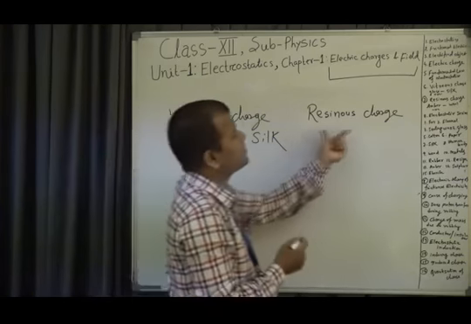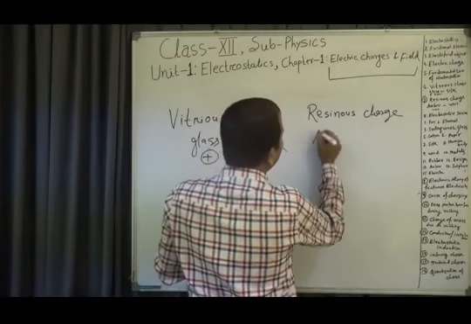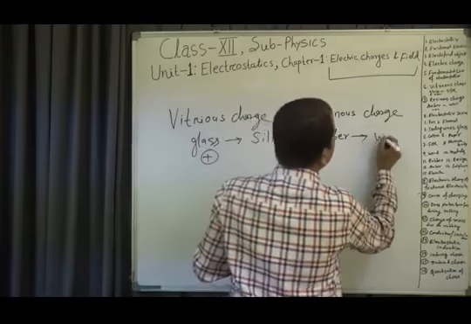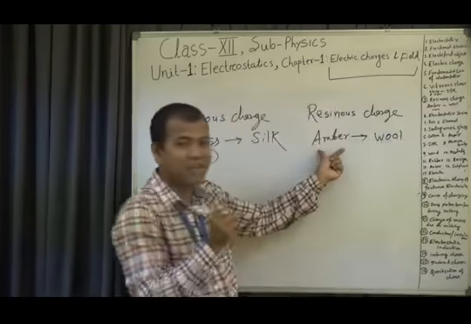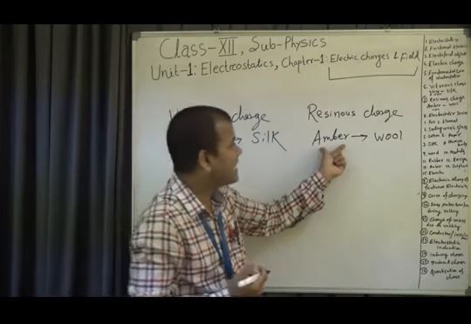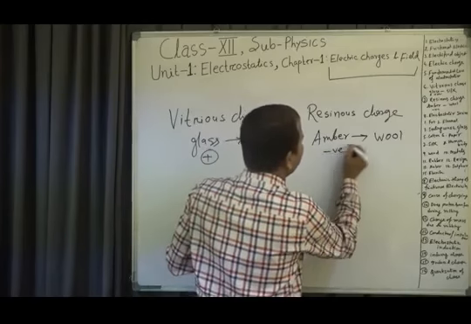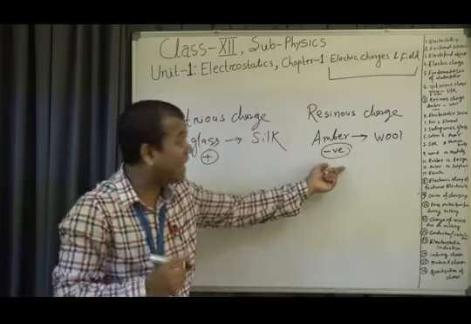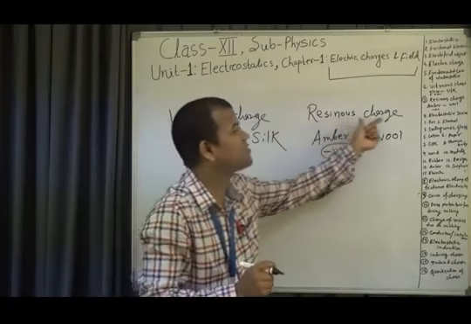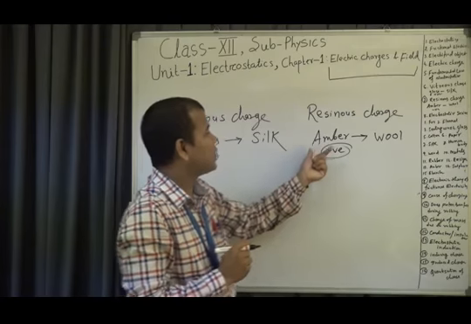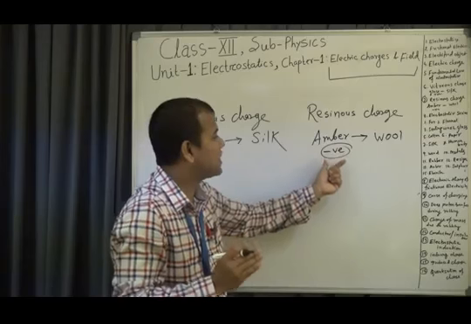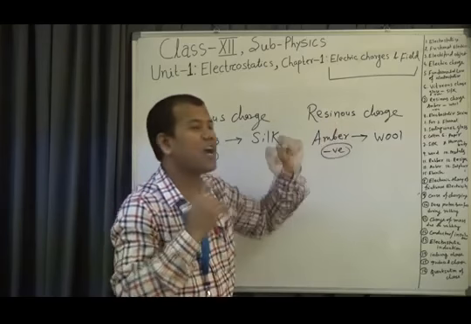Okay. Now what is resinous charge? Yes, when amber is rubbed with wool. So when amber is rubbed with wool, what will happen? Yes, that amber will acquire negative charge. What? Negative charge. So that negative charge has been defined as resinous charge. Amber is one type of resin. So that's why it is called resinous charge.